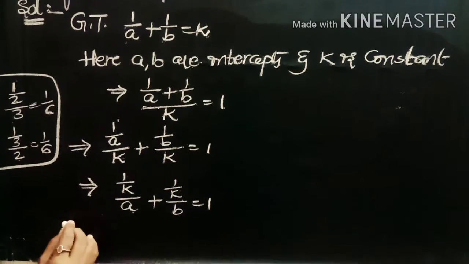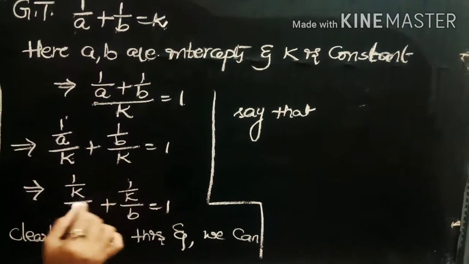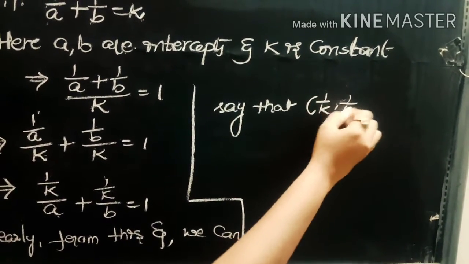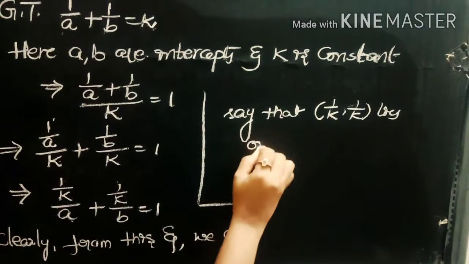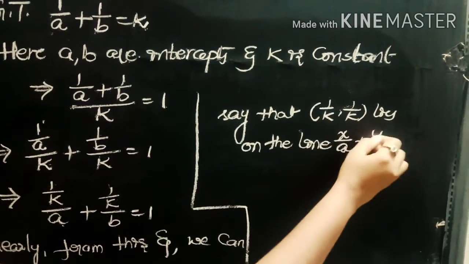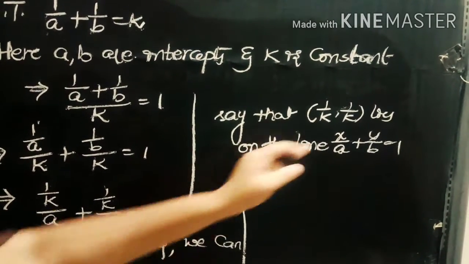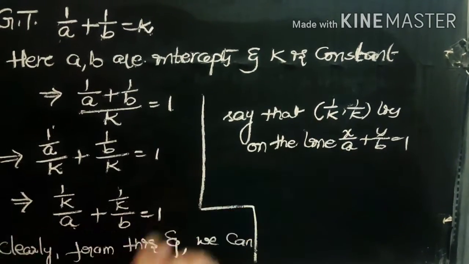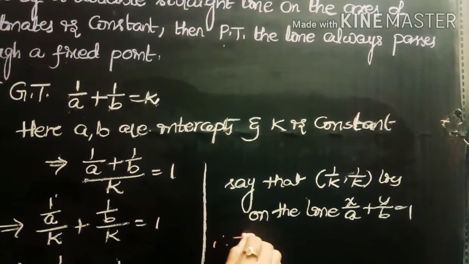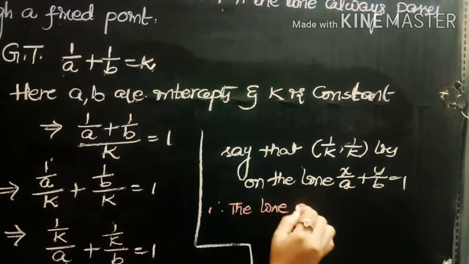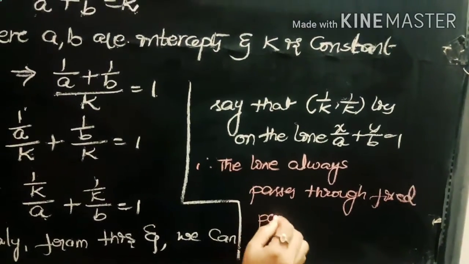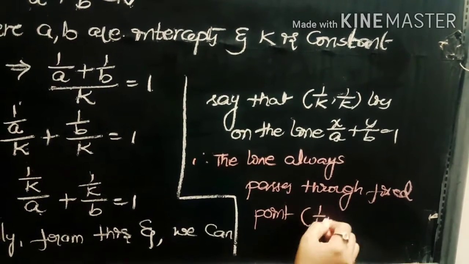Now clearly from this equation we can say that the point 1 by k comma 1 by k lies on the line x by a plus y by b is equal to 1. That is, the line x by a plus y by b is equal to 1 passes through the fixed point 1 by k, 1 by k. Therefore, the line always passes through a fixed point 1 by k comma 1 by k.